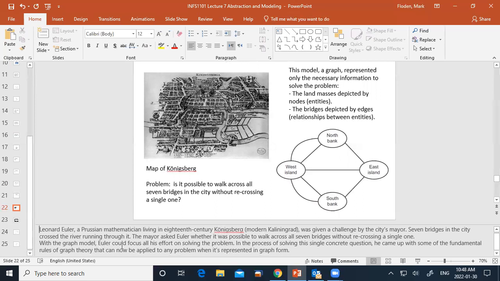So with the graph model, I guess Euler made the graph, and that was his way of solving the problem. And he came up with some rules. And as I said, it's a lot easier to do it that way.